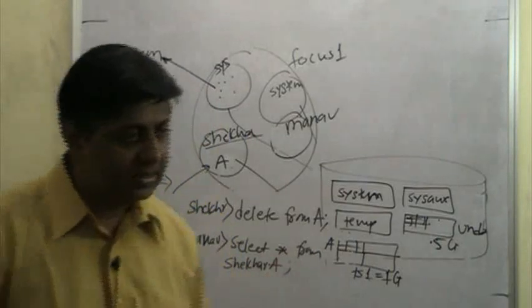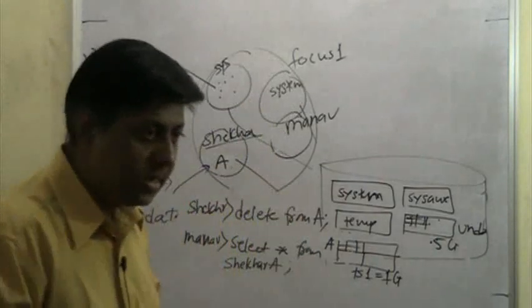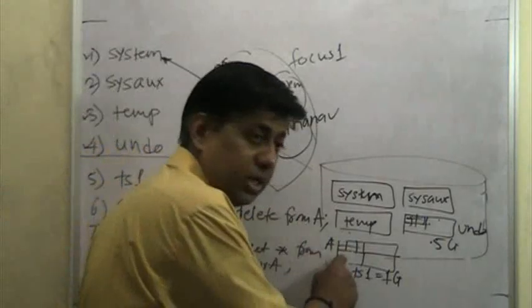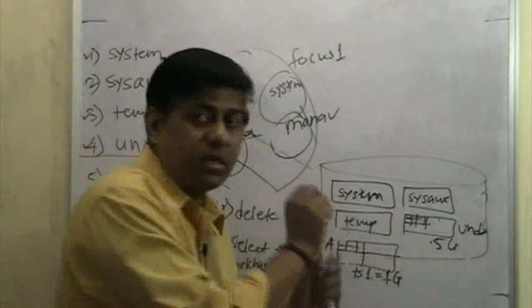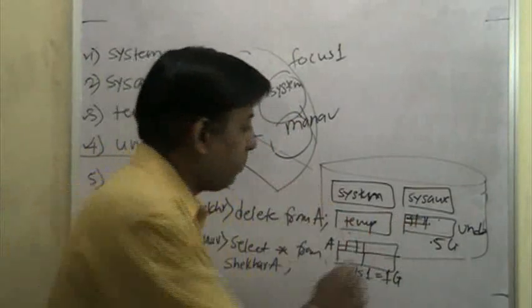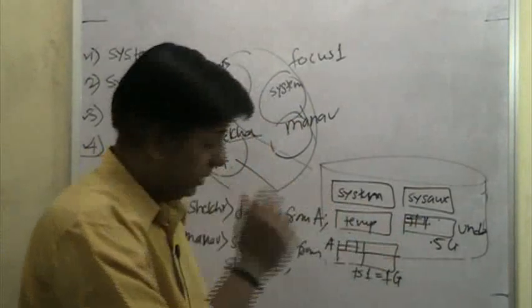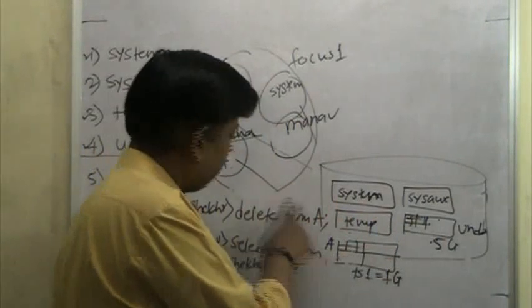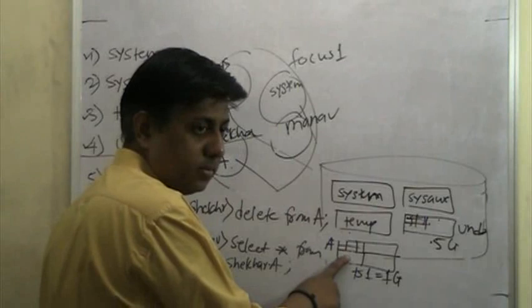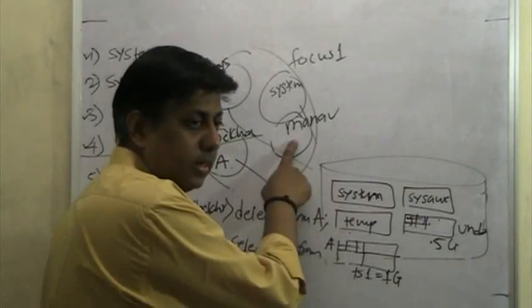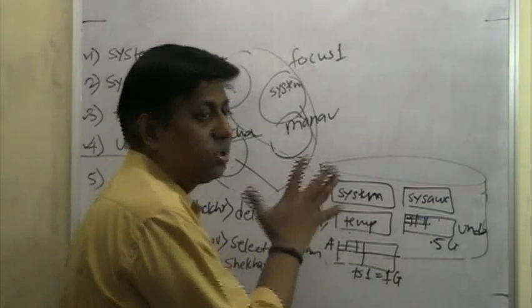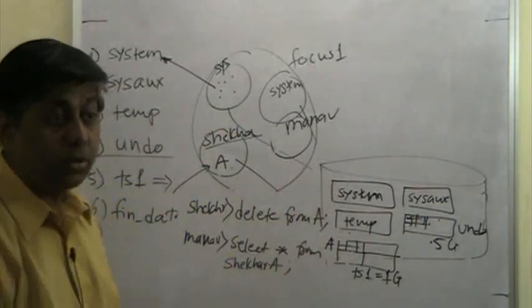So is there a condition that when we insert any row, first it is kept in the undo segment? Not the entire row. When you insert, the row actually goes here, but the row ID, the unique identifier of that row, is kept inside undo. If it goes into table A, and it is inserted by Shaker, and then Manav fires a command, select star from Shaker.A, then he won't see any data. He should not see it.